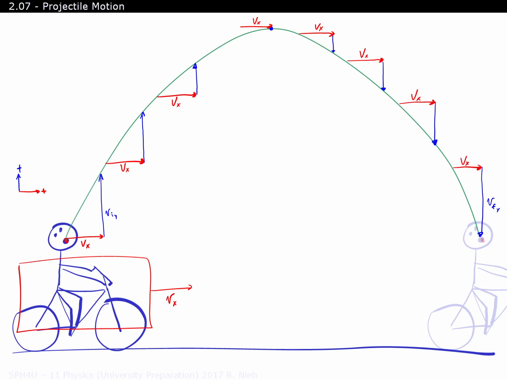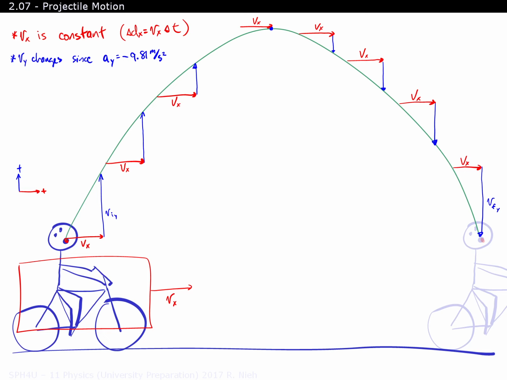So how do we deal with these projectile calculations? Well, we just mentioned that Vx is always fixed. And Vy is constantly changing, and that's due to gravity. So Ay is always equal to negative 9.81 meters per second squared.